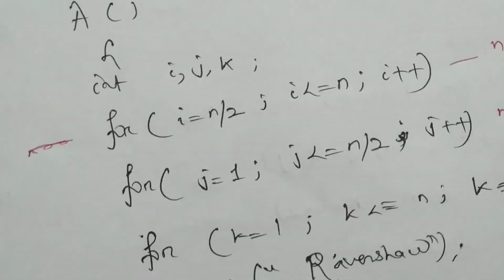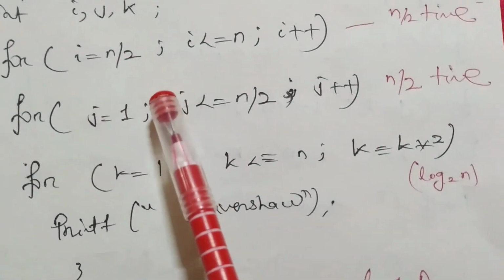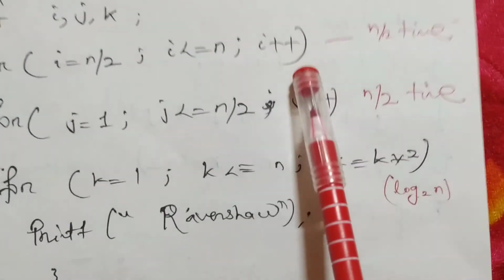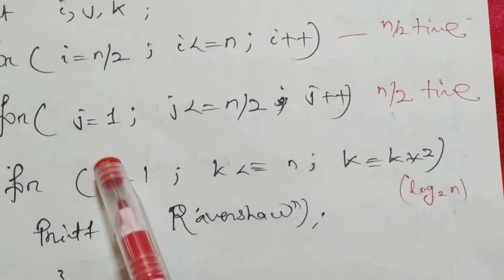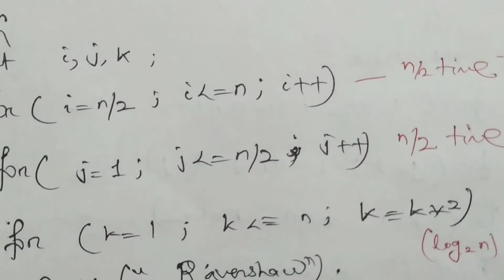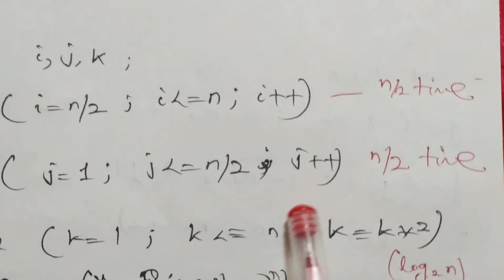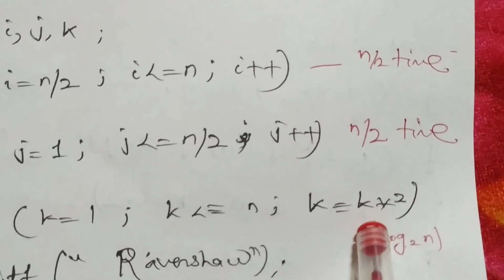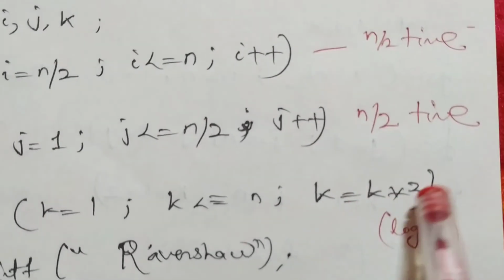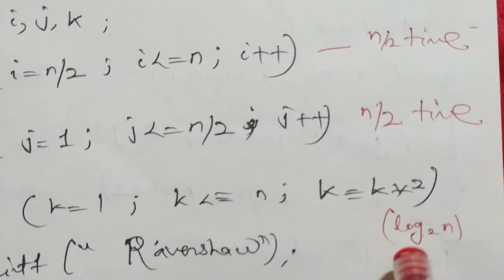Now you see here i, j, k. i = n by k2, i less than or equal to n, i plus plus. So the total execution is n by k2 times. And here j = 1, then j = n by k2, j plus plus, total time n by k2 times. Then k = 1, k less than or equal to n, k = k into 2. So this is log n base 2.